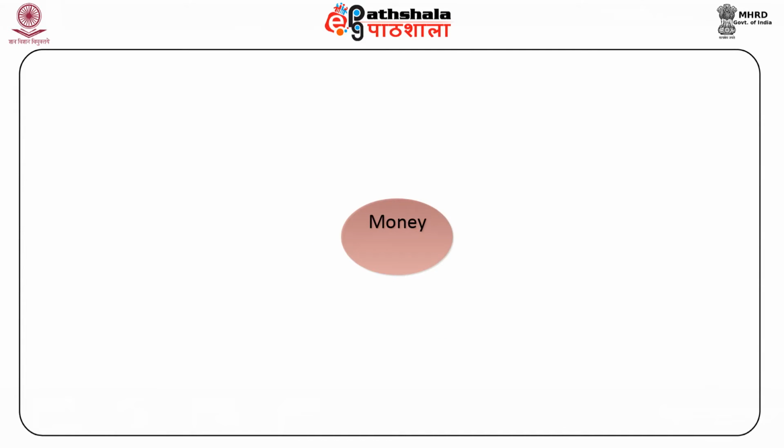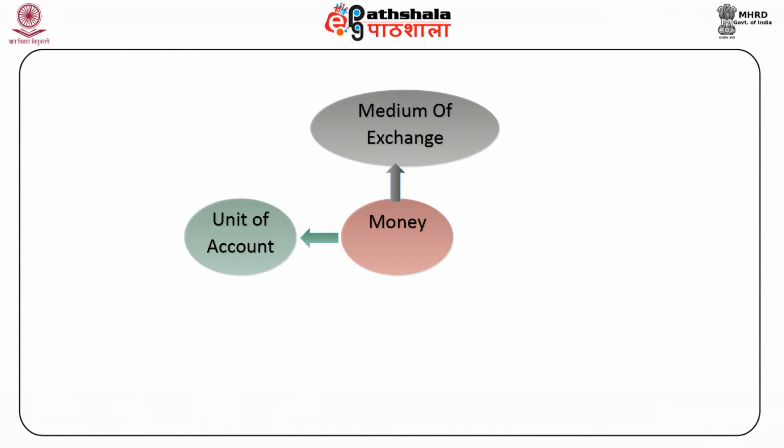Money evolved to remove all the problems of the barter system. It performs the primary function of serving as a medium of exchange and a unit of account. It also performs the secondary functions of being a standard of deferred or future payments and a store of value.